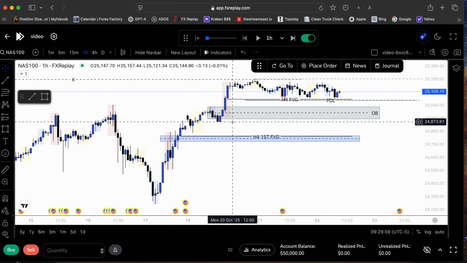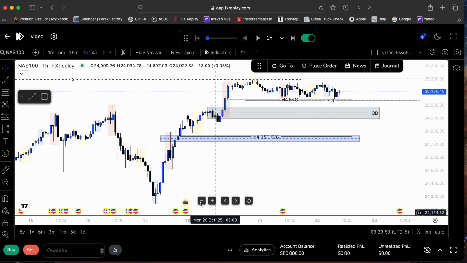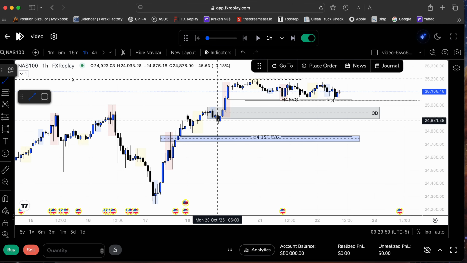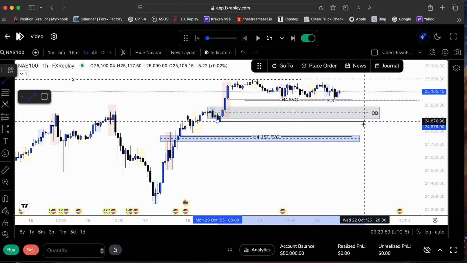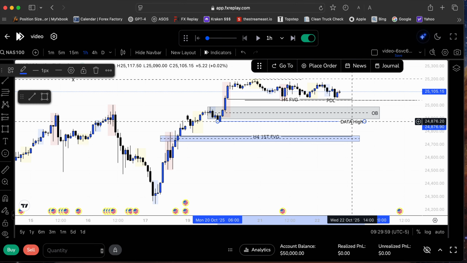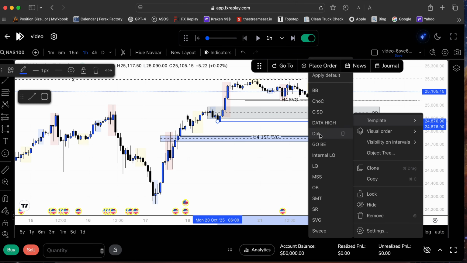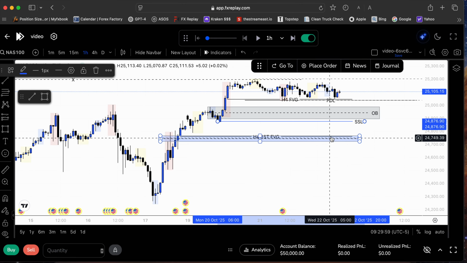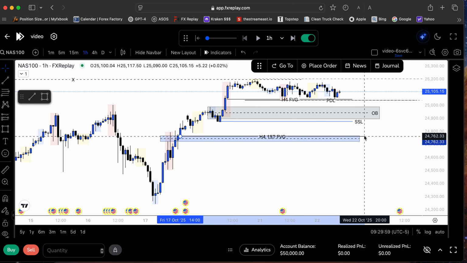This right here is the sell side liquidity. It's just before it made the move up. This was a protected low at the time. So let's bring this here. Let me just label it sell side liquidity. Now we have all our draws.